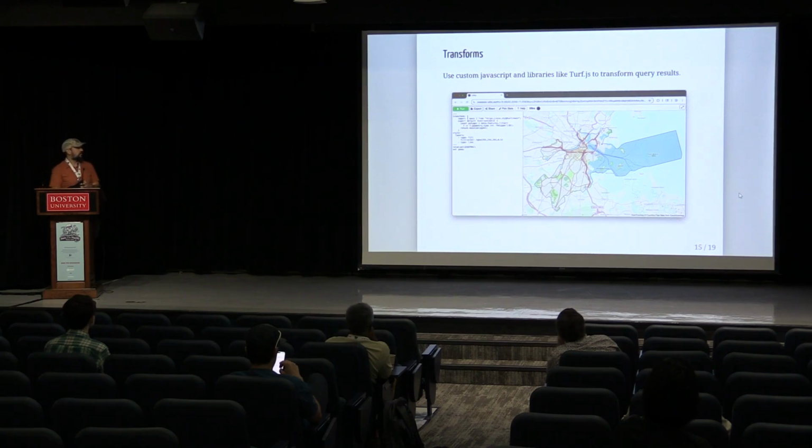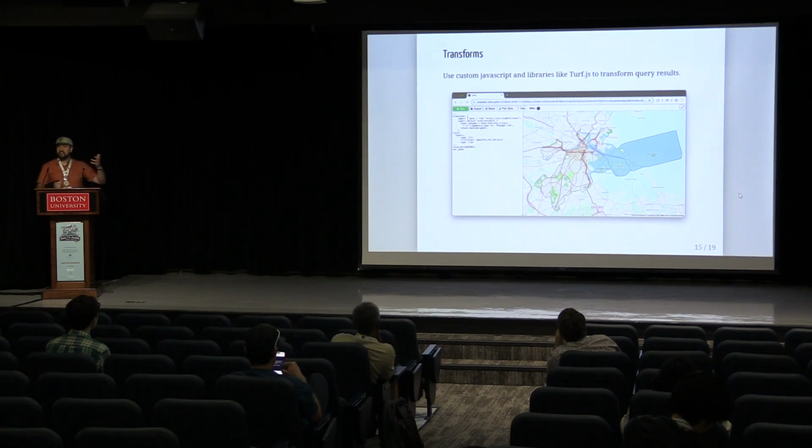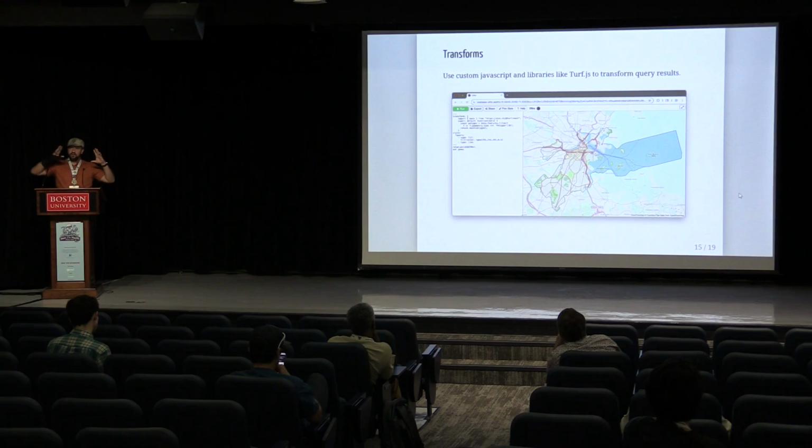So I integrated a transform step in between fetching the data from the server and passing it to MapLibre, where you get to specify some JavaScript code that executes. In this case, I import the mask library from turf.js, mask the boundary of Boston here, and instead of showing you where Boston is, I'm hiding where Boston isn't. So you can do a lot more cool stuff.